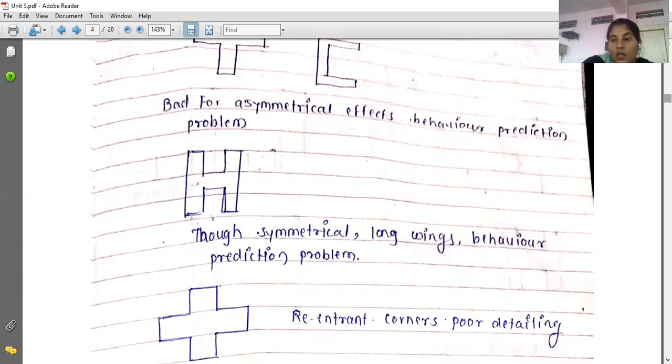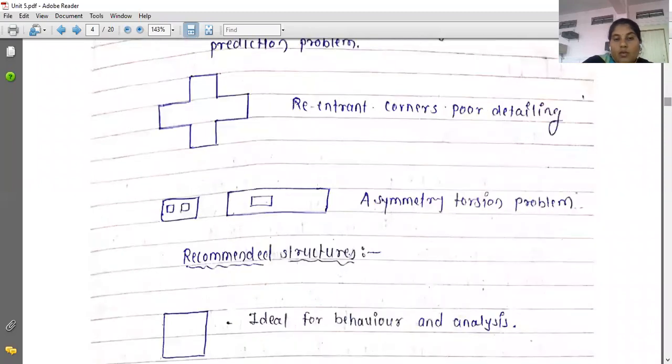Next, you can see the next shape of the building, that is the re-entrant corners. You can see there are 1, 2, 3, 4 corners here, where the connection has been made. If the structural detailing is not good there, the corners become poor, and if earthquake loads come, then automatically even at a smaller magnitude earthquake that building will collapse. So such a shape is also not considered when achieving an earthquake resistant building.